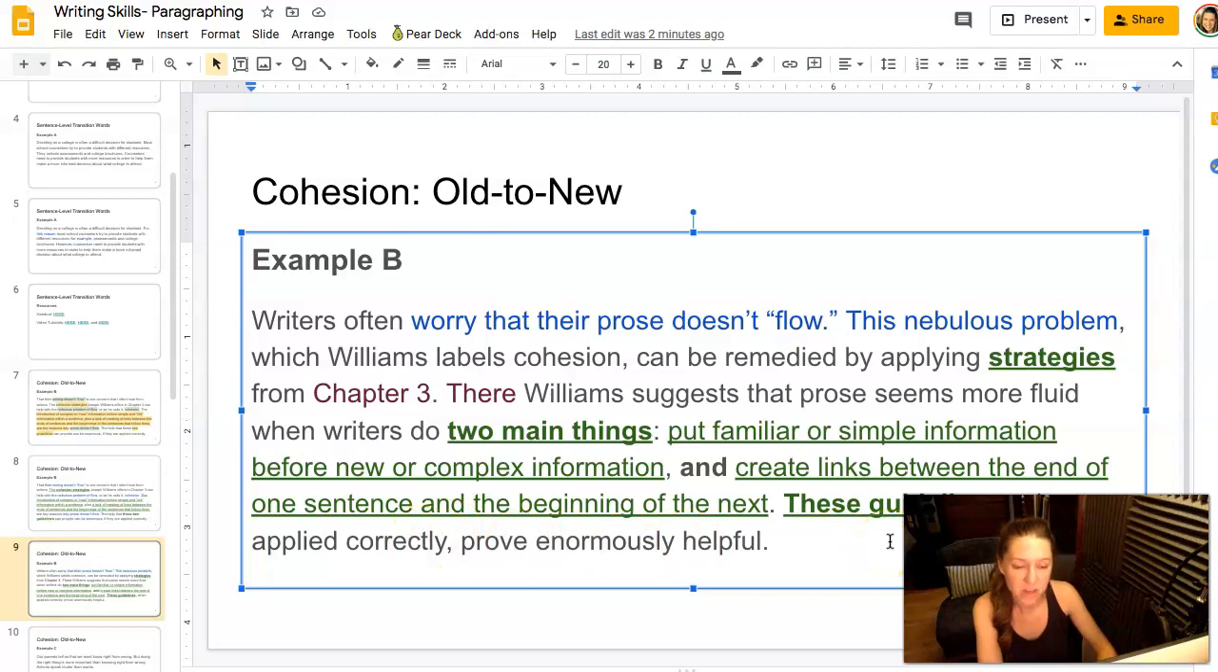So the idea behind the old to new principle is that the beginning of a new sentence echoes old information. Now it'll get old and tired if every single sentence does this, but it might make sense, at least as you're practicing using this principle, to err on the side of using the old to new principle and lots of sentence level transition words, and then when you become skillful at choosing the right ones and doing it, pare back and decide what's too much.